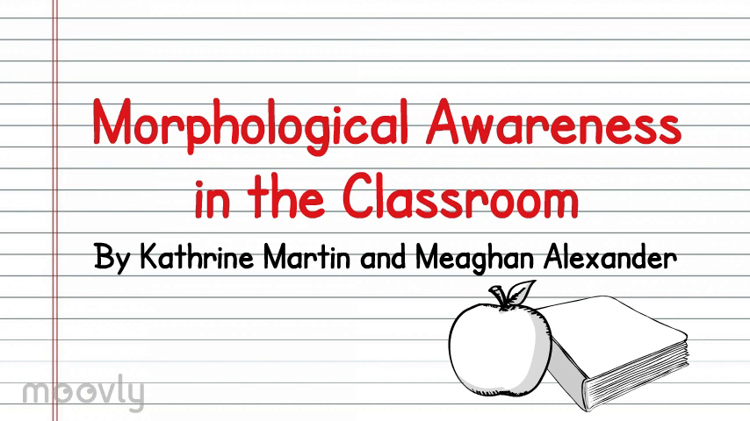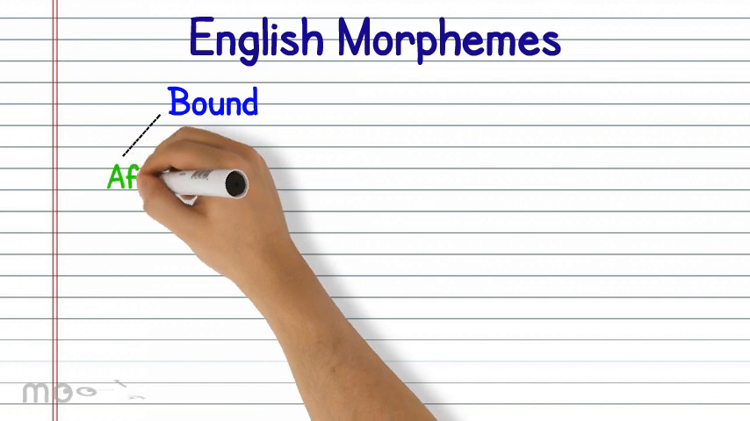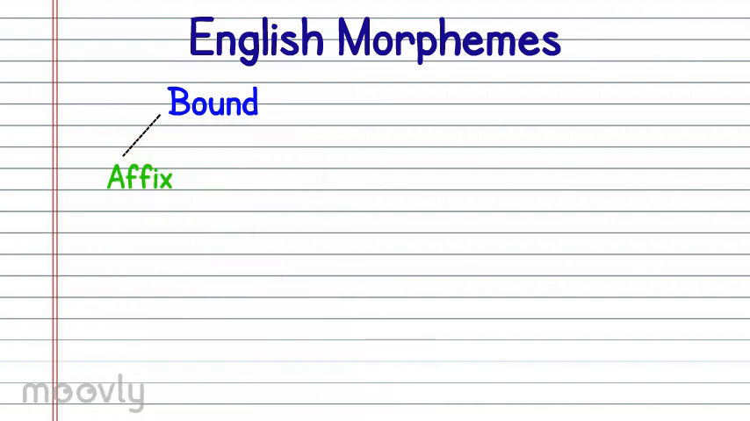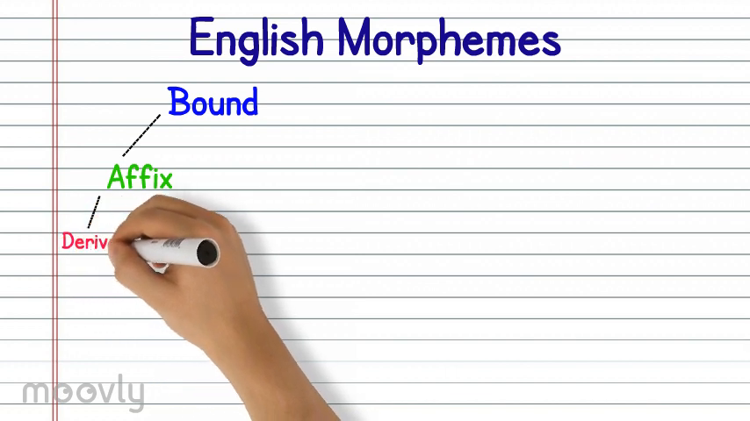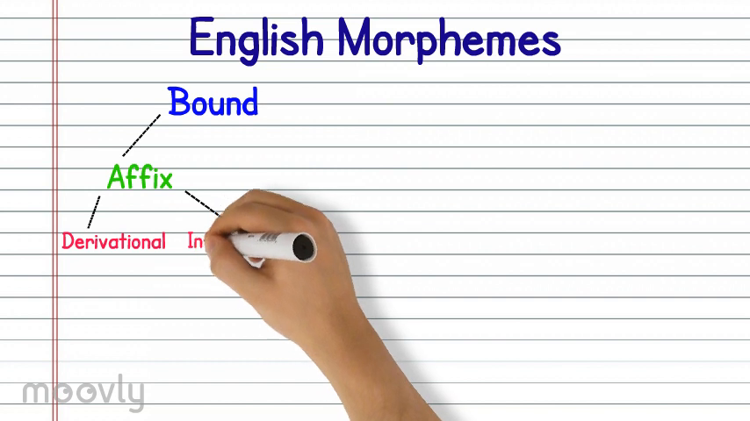A morpheme is a meaningful unit of language that cannot be further divided. In English, we have bound morphemes, which need to be attached to something else. They cannot stand alone. They can be seen as an affix to a word. Affixes are morphemes that are added to the beginning or the end of words. Affixes can be derivational or they can be inflectional.